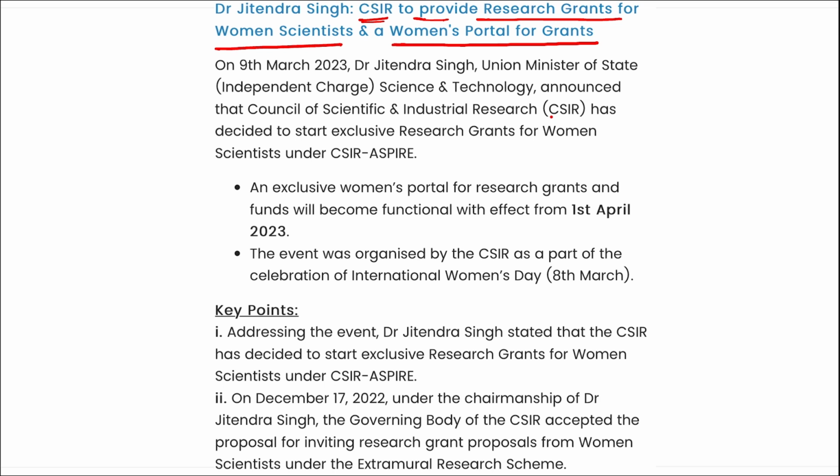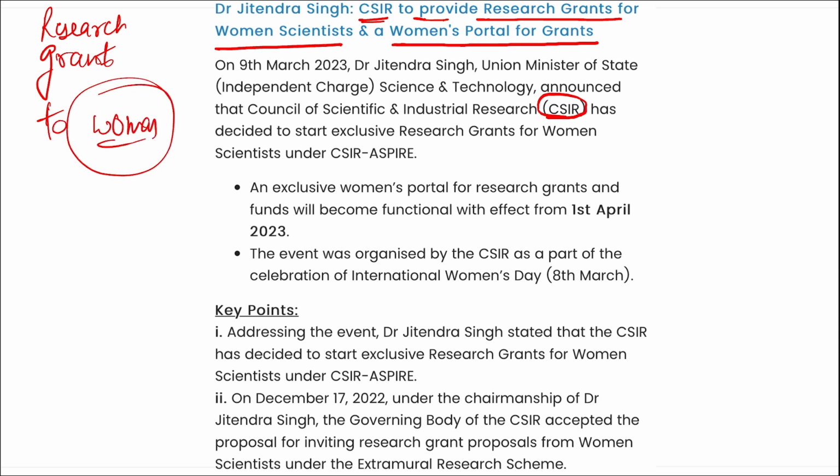All right. So remember, which organization will be providing these research grants? It will be CSIR. So in order to provide research grants, and that too to women, what was launched or who launched it? It was CSIR who has launched these research grants for women.